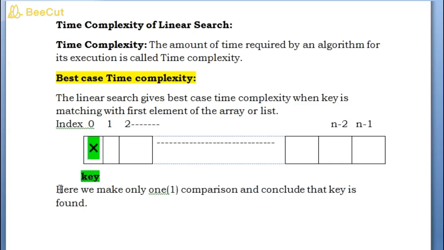So here how many comparisons did we make? Here we make only one comparison, that is, the key is compared with only the first element of the array. So we make only one comparison and conclude that the key is found.